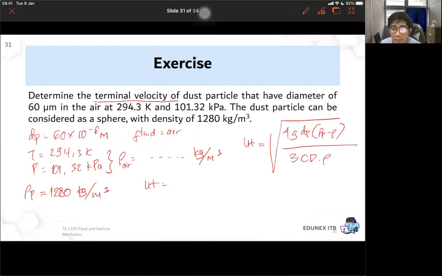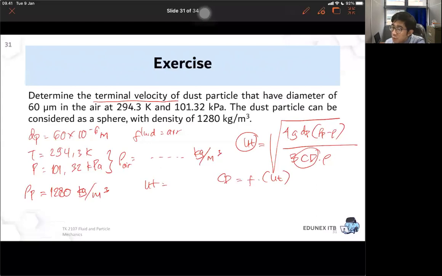This is the equation, right? To calculate the terminal velocity, first you need to calculate the CD, the coefficient of drag. Then CD itself is also a function of the terminal velocity. So how to solve these problems?